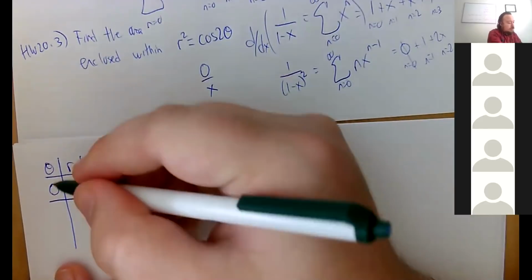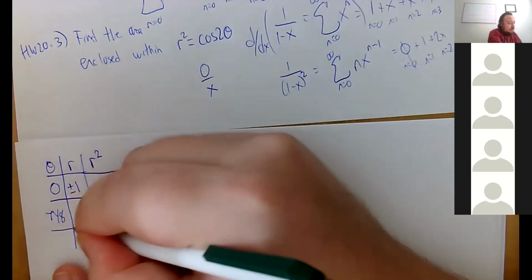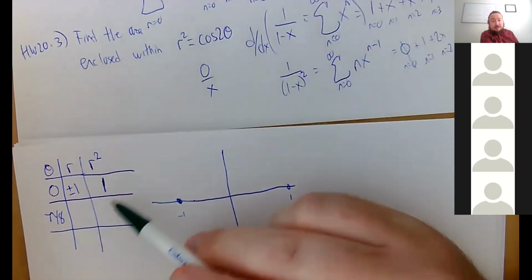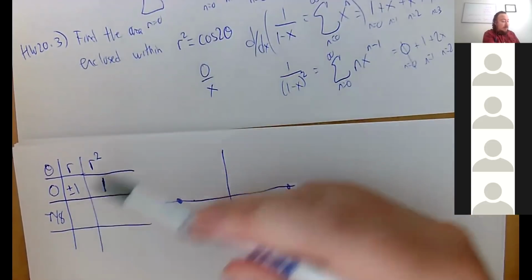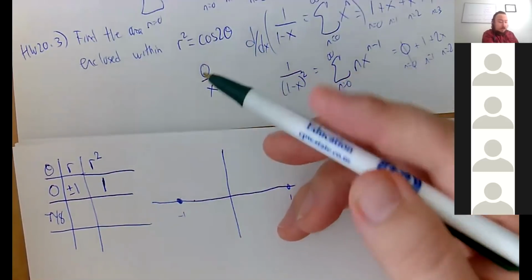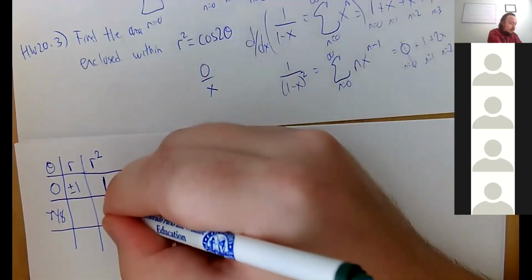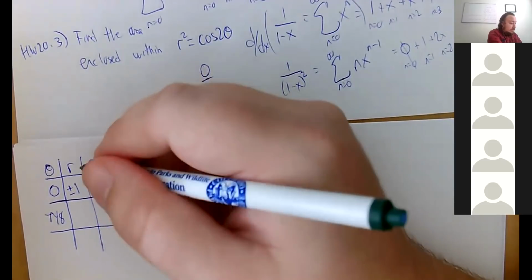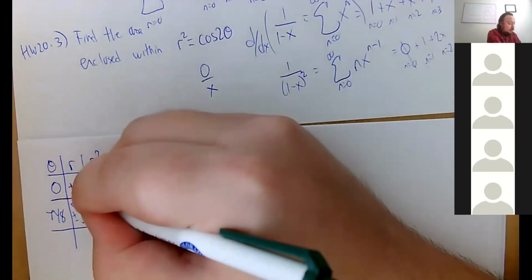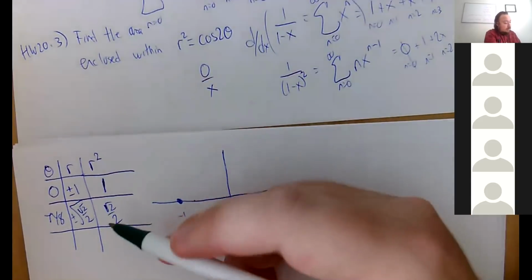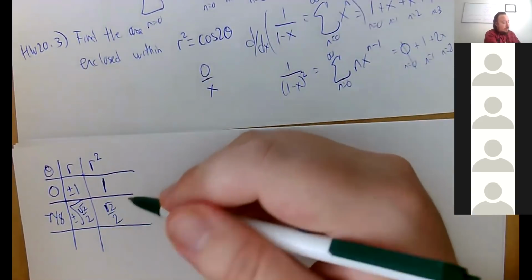All right, next I'm going to go to maybe pi over 8. Reason being is that this has a 2 theta in it, so this will be more convenient. If I put pi over 8 in here, I have cosine of 2 times that, which is cosine of pi over 4. That means that r squared is root 2 over 2. And that consequently means that r is plus or minus the square root of root 2 over 2, which is technically 1 over 2 to the 1/4. So this number is going to be less than 1.